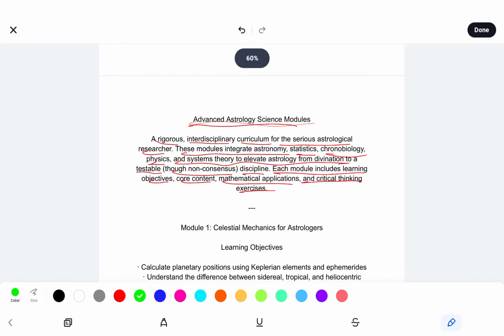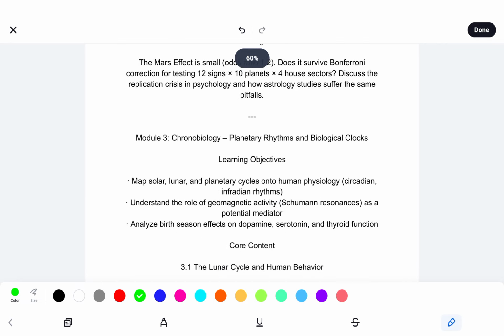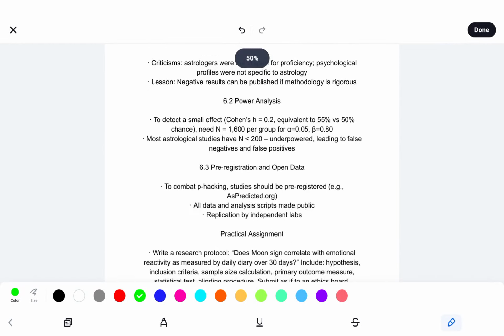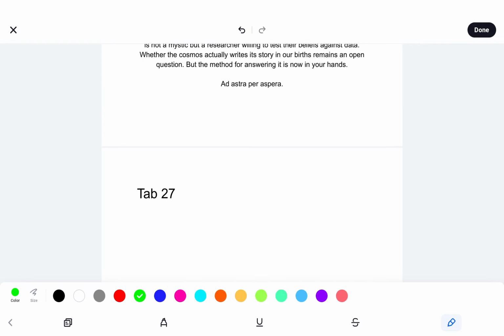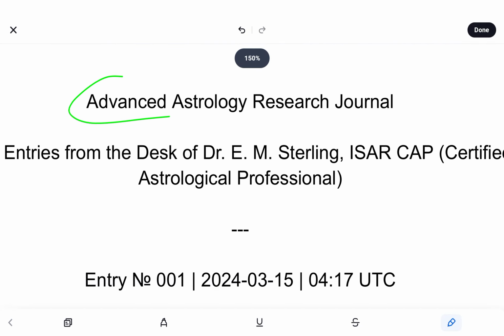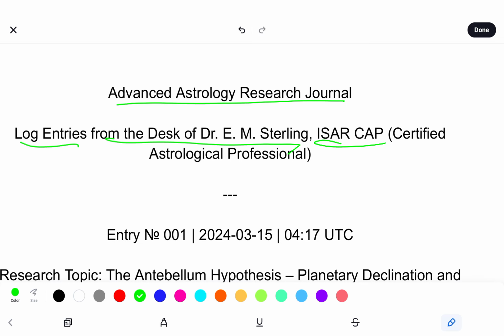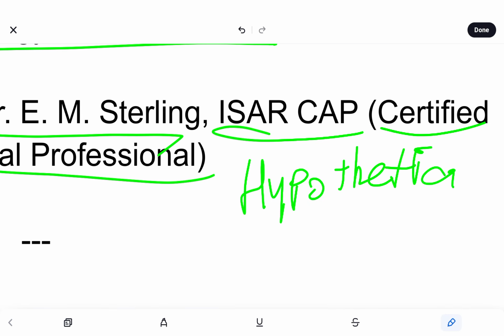So, we're going to go through these modules step by step, module by module, and then we're going to jump ahead to our next tab. We have 8 modules, by the way. We're also going to do our Advanced Astrology Research Journal, and these are going to be log entries from the desk of Dr. E.M. Sterling, ISAR CIP, Certified Astrological Professional, which is obviously hypothetical. This is not a real person. Hypothetical lore.